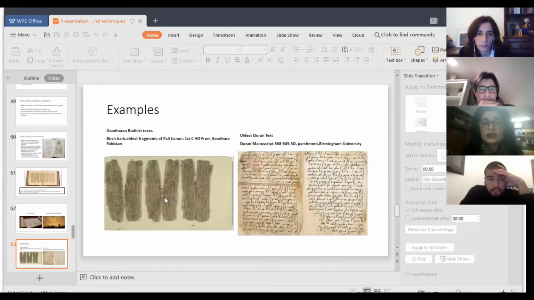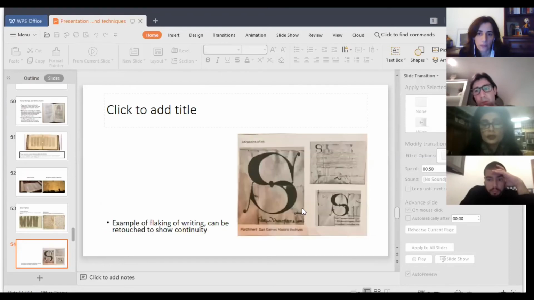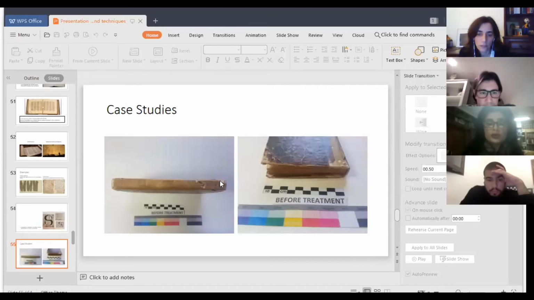These are some of the Gandharan Buddhist texts. They are on birch bark, and the oldest Quran that is in Birmingham University, it's made on parchment. Now here they've infilled the lacunae with the help of Japanese tissue, but the writing is missing. They have not retouched and just kept it in its original form, the way it is. This is an example of flaking of writing, so probably retouching would have been considered here if it was termed necessary. These are, of course, the case studies of the restoration and the retouching on books that we followed.